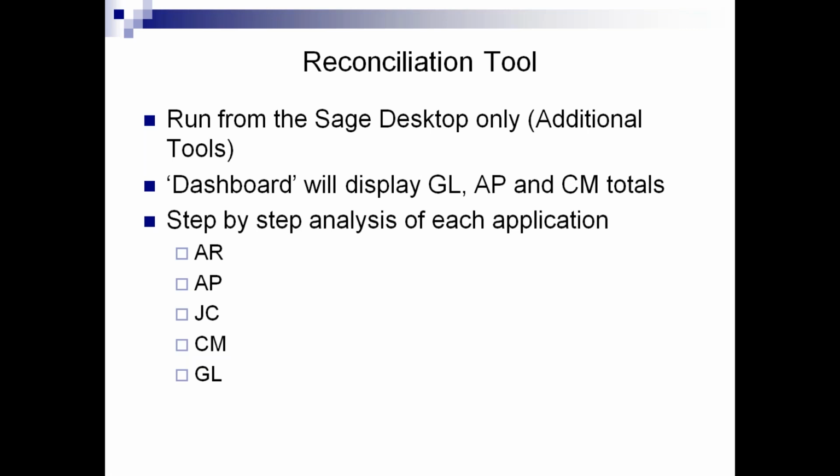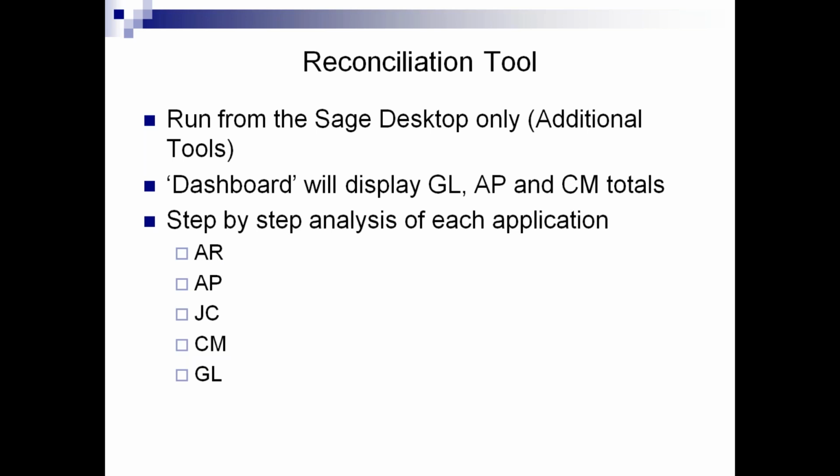All right, the last thing I wanted to remind you about is under additional tools, and this is only from the Sage desktop. There is a reconciliation tool there that you can take a look at and either do an application by application reconciliation, or you can use a dashboard that will display some of the modules. It doesn't display them all. It only displays general ledger, AP, and cash management totals. But from there, you also have access to each individual application that you need to reconcile.